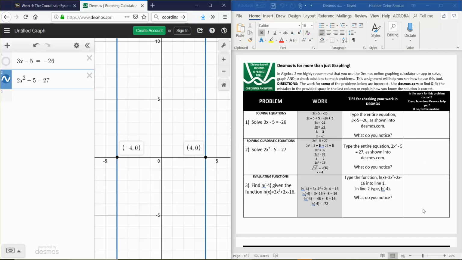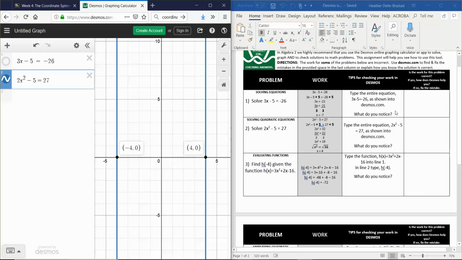So in this column here, you're going to fill this in as you go. It says, is the work for this problem correct? Yes or no? And if yes, how did Desmos help you? Like, how did it help you check your work? And if no, fix the mistake. So on this one, you would say, no, it's not correct. And they forgot to look at the negative value of the square root of 16, and the actual answer would be x equals 4 and x equals negative 4.